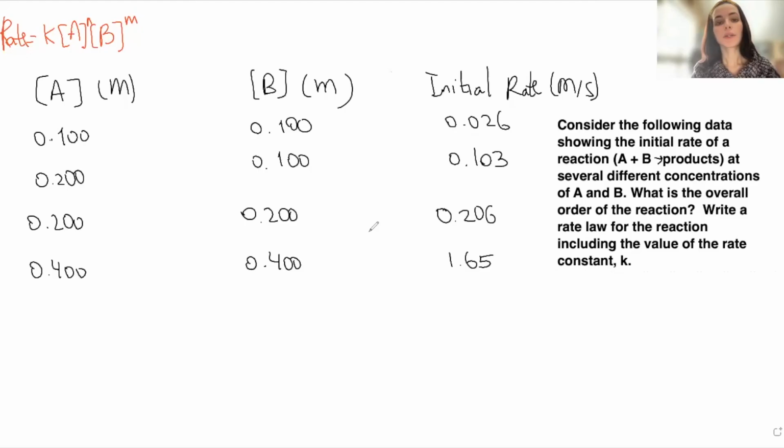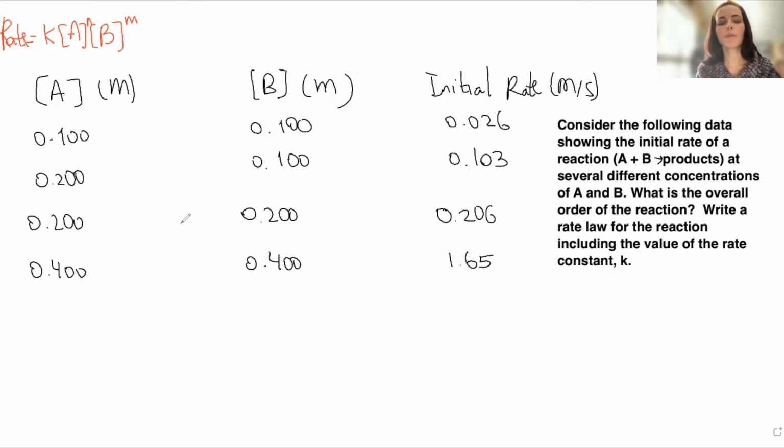So I figured I will post one more practice problem for you guys to work on over the weekend. So here's the problem. We need to consider the following data. We have four measurements for reactants A and B. Those are concentrations. And then we have initial rate for each concentration. So A plus B equals some products. What products are is not important. And we need to find the overall order for the reaction. And then we need to write rate law for the reaction, including the value of the rate constant K.